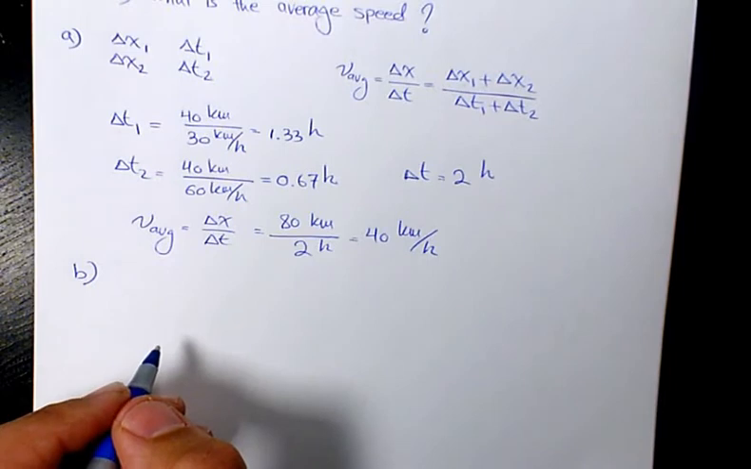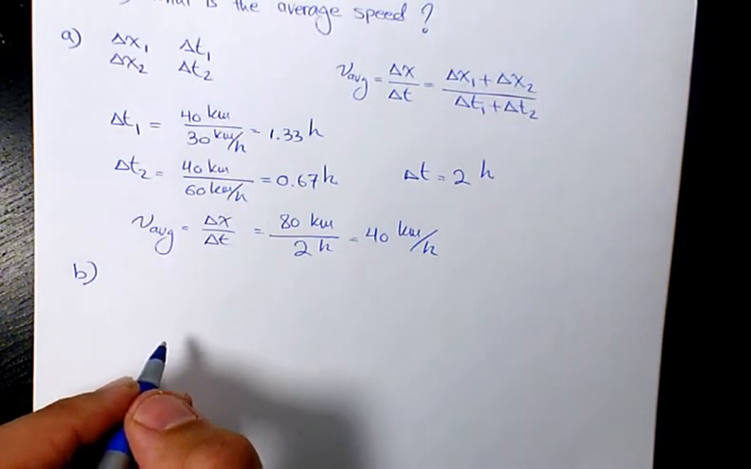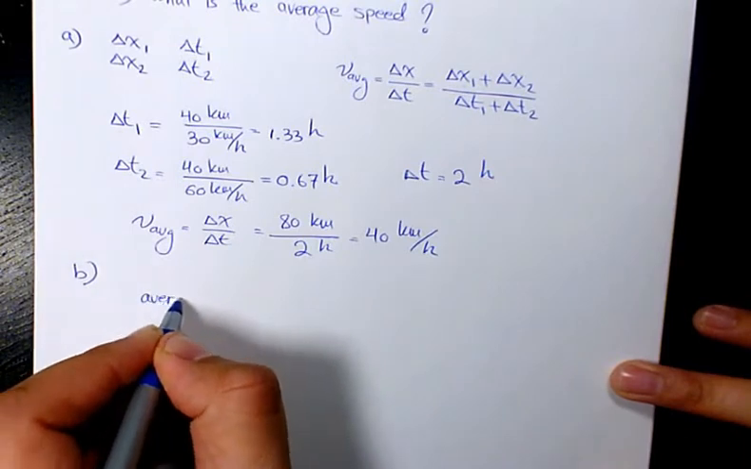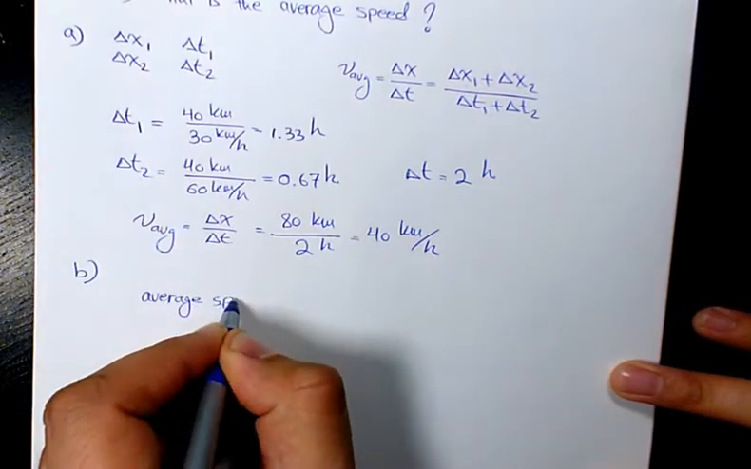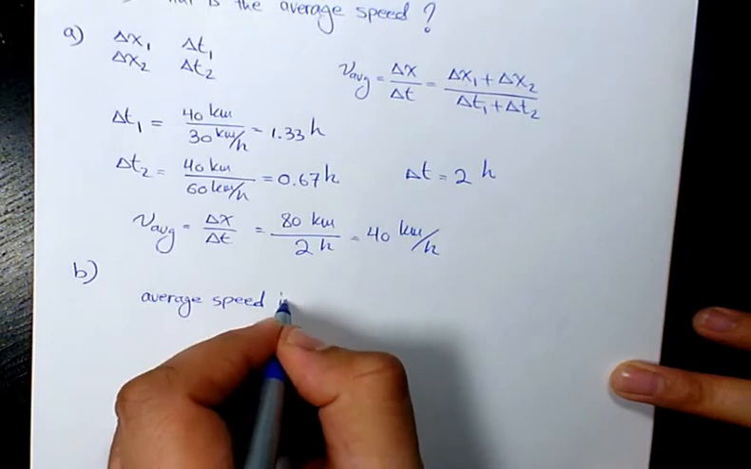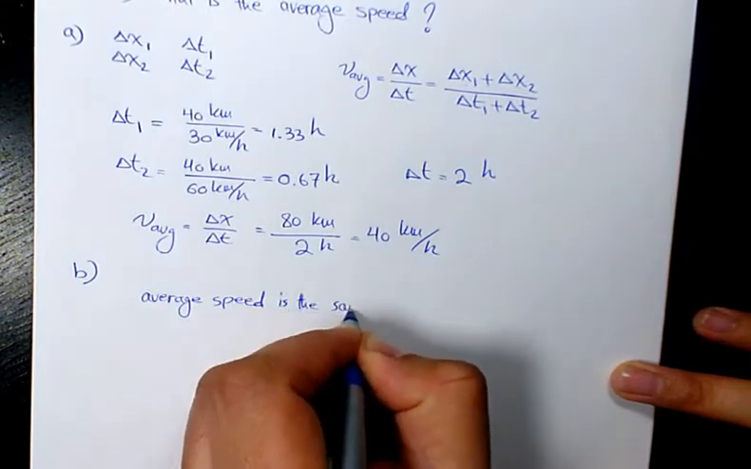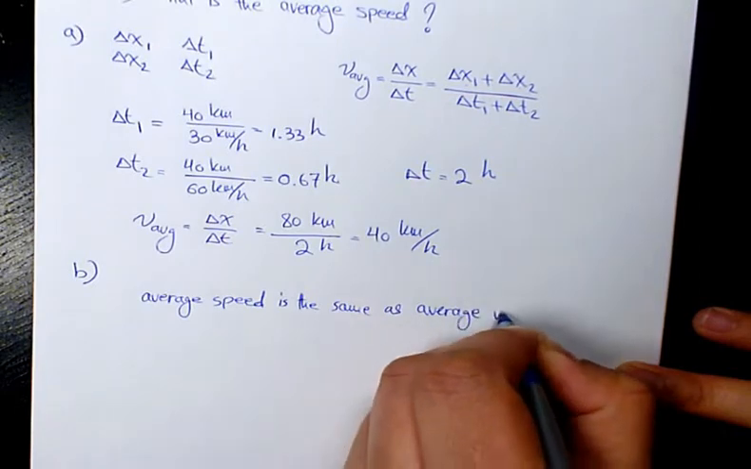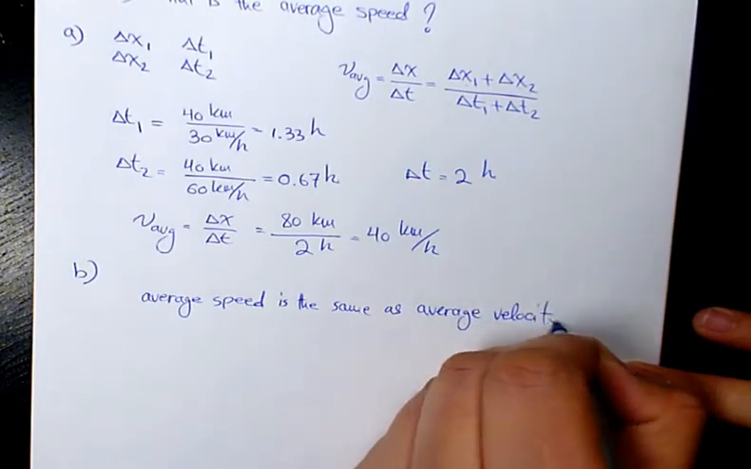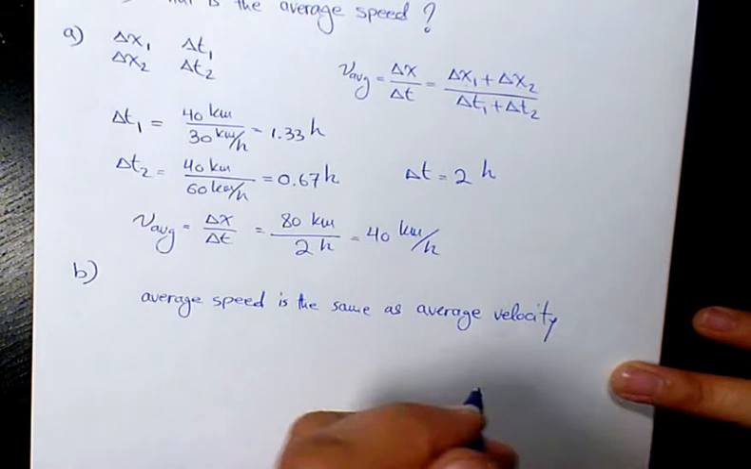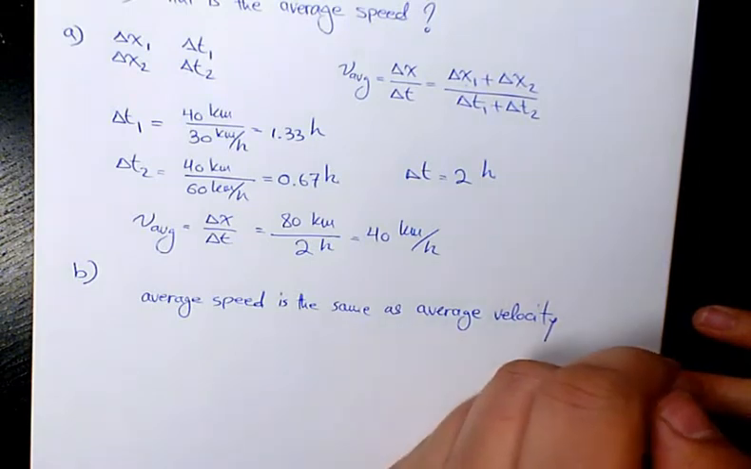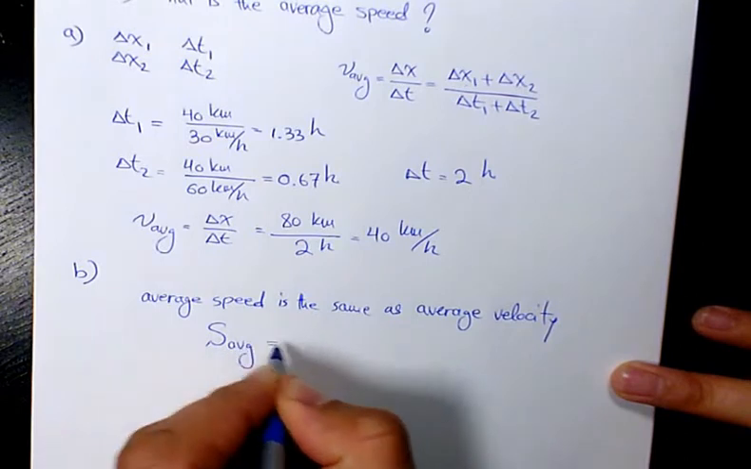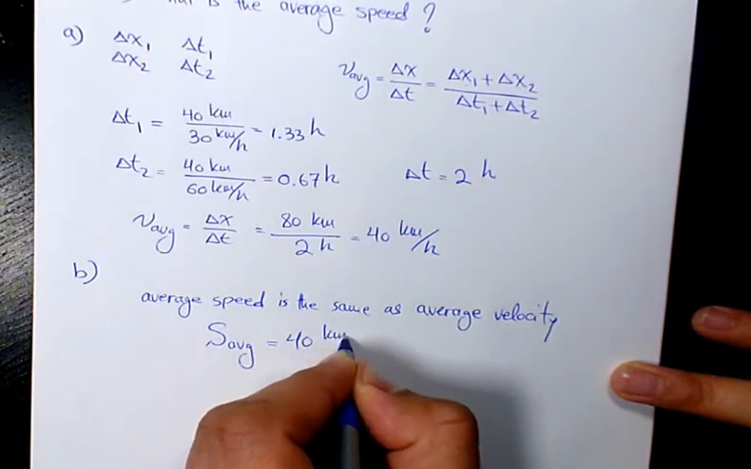It says find out the average speed. So in this case we can say that the average speed is the same as average velocity. Why? Because they are in the same direction. So in these two parts we have the same direction, so the magnitude of these two is going to be the same. So S average is going to be the same thing, which is 40 kilometers per hour.